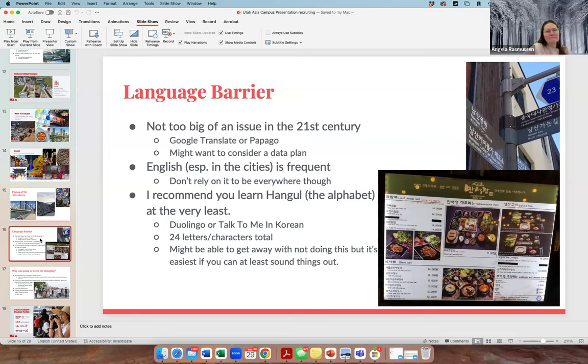English, especially in the cities, is very prominent. So you can see in these signs, there's English underneath the Hangul text. I would recommend at the very least learn Hangul so that you can read the alphabet. It's not necessary, but it makes your life a little easier if you can do that. It's only 24 characters, so it's not too hard to do.